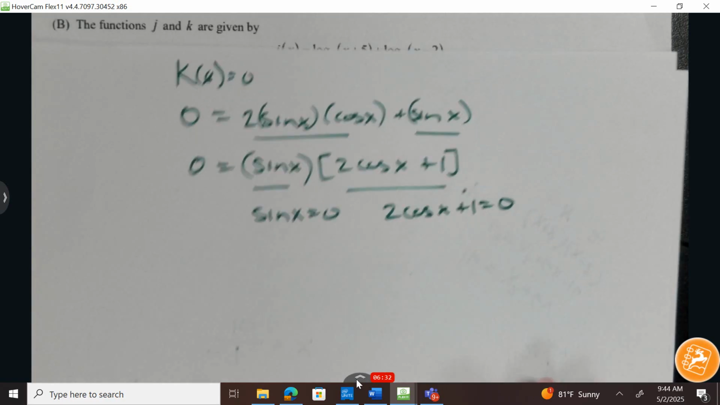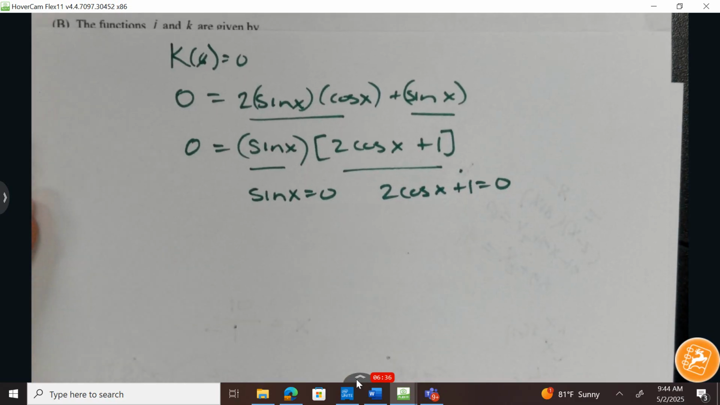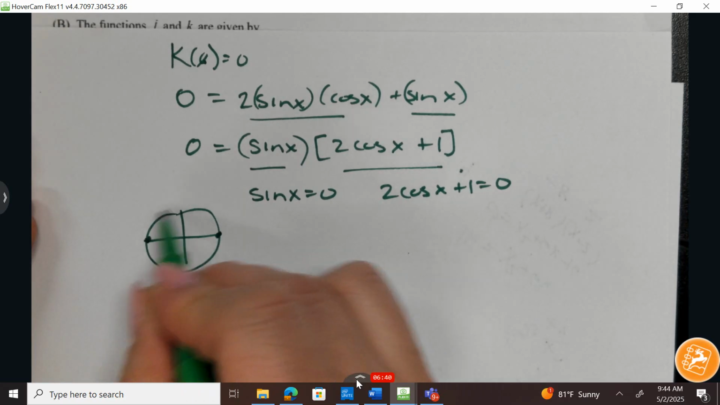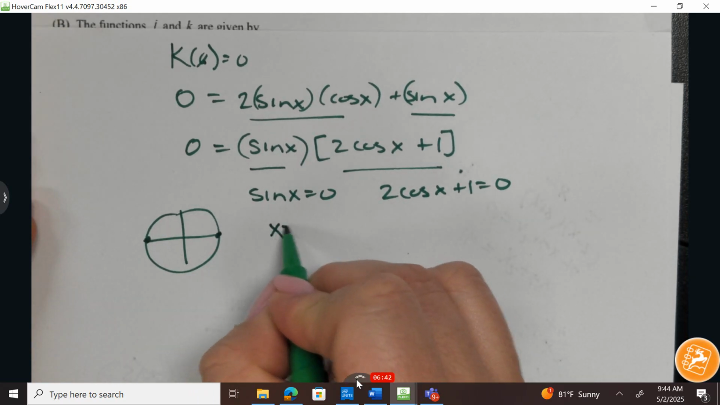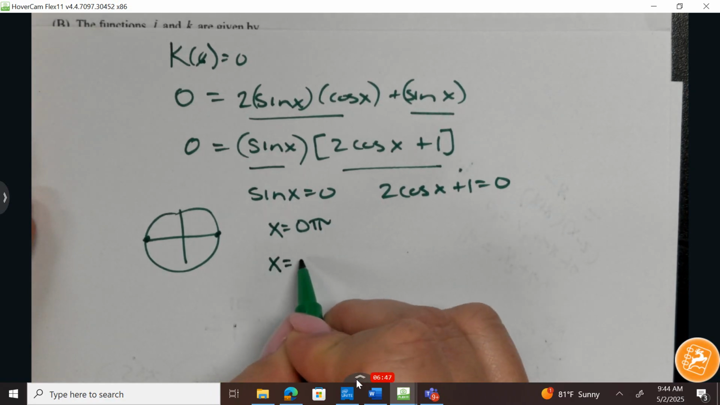So where is the sine equal to 0? Going around the circle one time, we can see that the sine is equal to 0, like the y value, both at 0 and at pi. So x would be 0 pi, which is the same as 0, and x would be 1 pi.